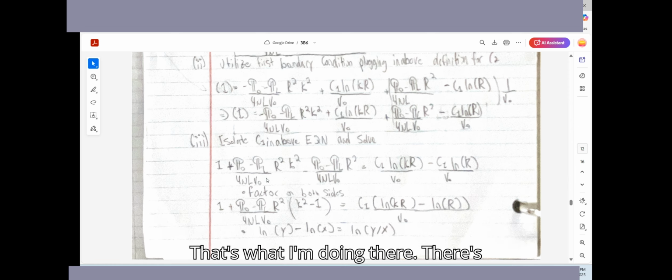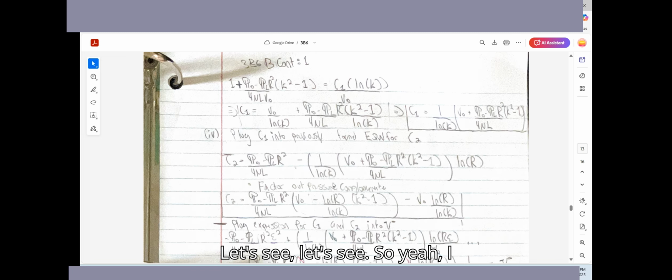Isolate C2 with the second boundary condition, because this one is 0, so you can set one side to 0 and it makes isolating easier. Solving for C2 in this case is easier because there's this L and R in the C1. And then you use the other boundary condition while plugging in this definition for C2 into the equation. And we have C1 only, so then you solve for C1. That's what I'm doing there. There's a little identity there to help you out.